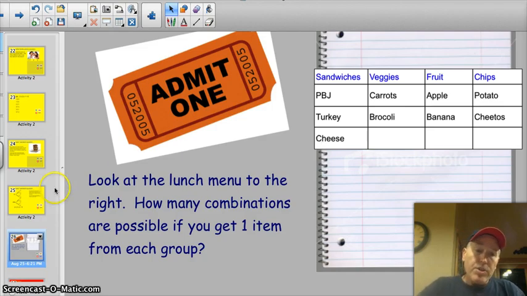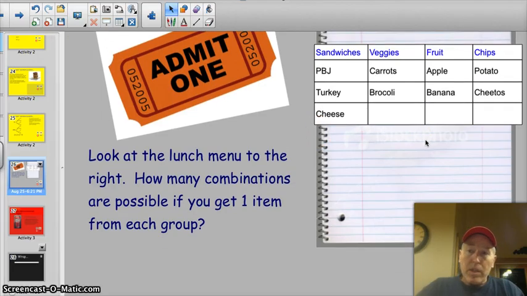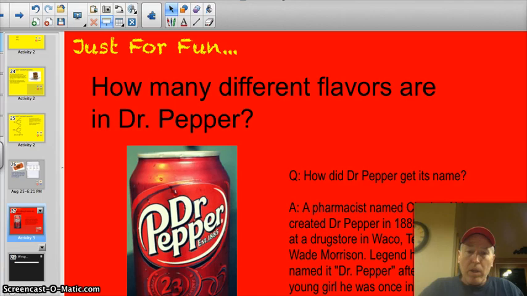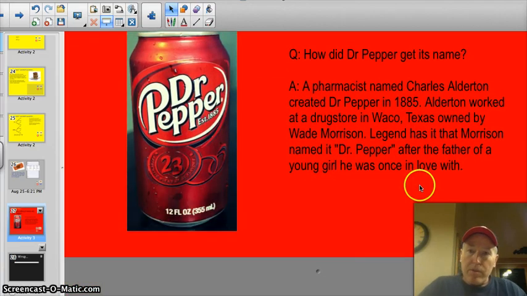All right, the answer to tonight's trivia question. I'm going to scroll up just in case my picture's in the way. How many different flavors are there in Dr. Pepper? Well, it says right on the can. I don't know if you've ever noticed that before. There are 23 different flavors.